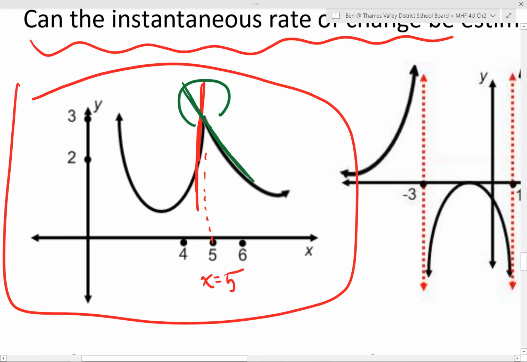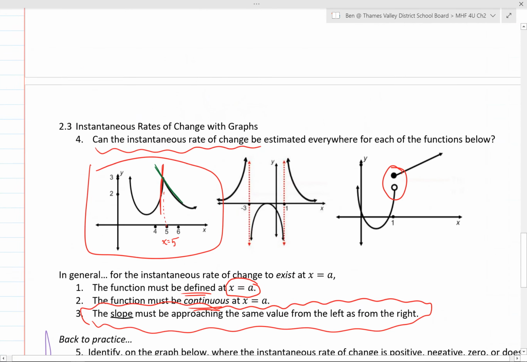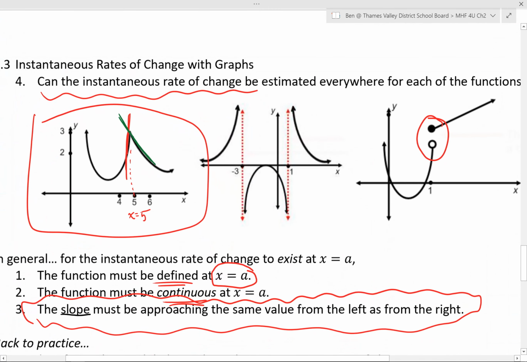So the sudden shocking change in slopes, as I have moved an infinitesimally small amount here, prevents us from calculating an instantaneous rate of change there. So a cusp or a corner will have no instantaneous rate of change. So where x equals 5 here, no instantaneous rate of change.